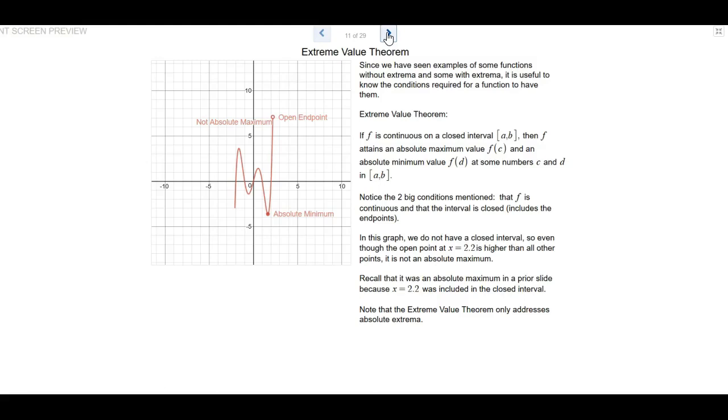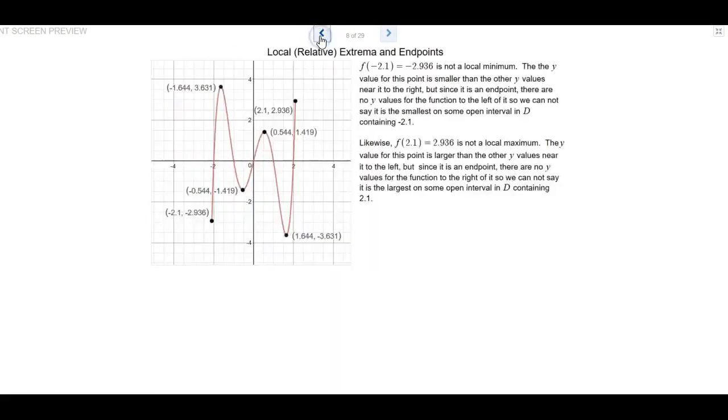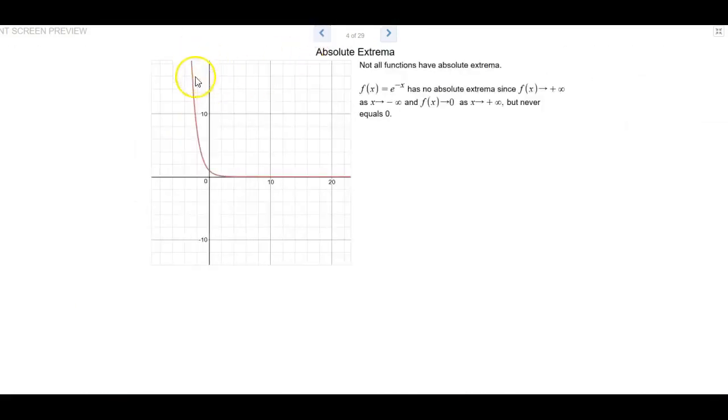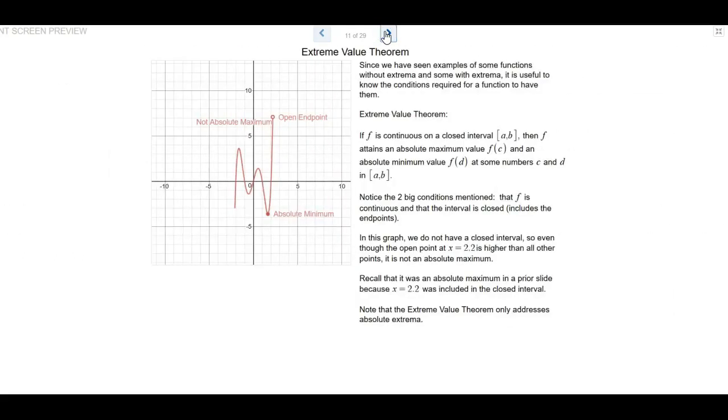So remember, we had looked at an example of a function that did not have any absolute extrema. We looked at f of x equals e to the minus x. The reason that the extreme value theorem doesn't apply is because this is not a closed interval that I defined this on. Its domain is an open interval, minus infinity to infinity. But if you have a closed interval, then you're guaranteed to have an absolute maximum or minimum.